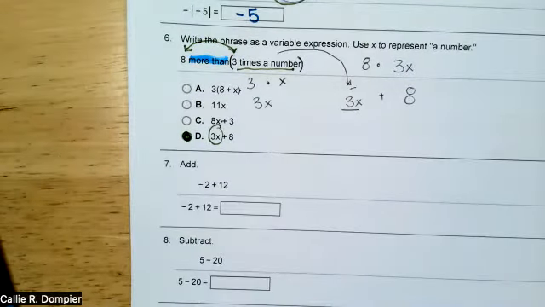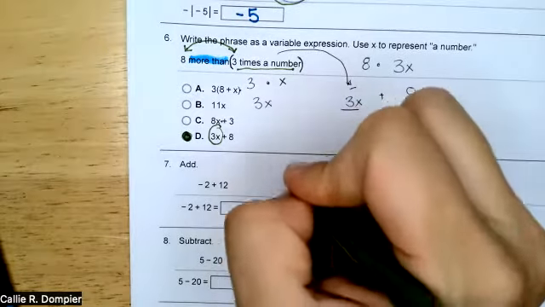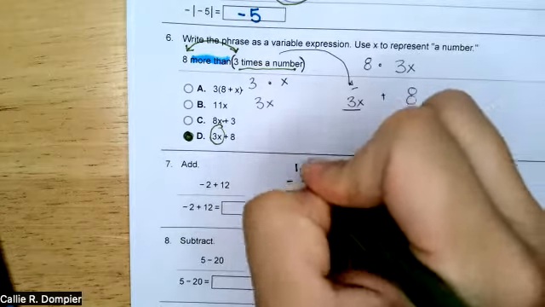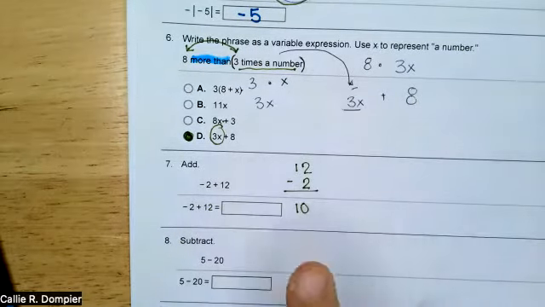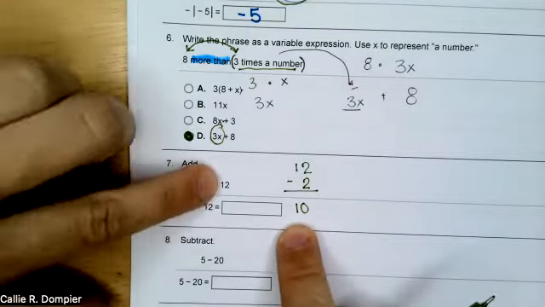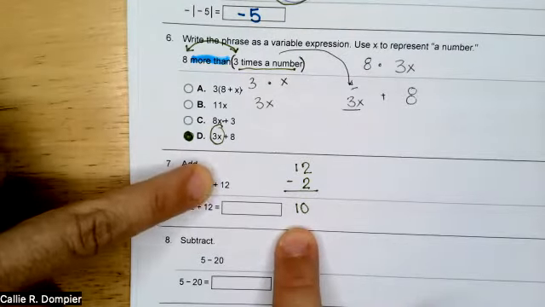Number 7 is just adding. -2 plus 12. Another way to look at it is 12 minus 2, right? 12 minus 2 is 10. So anytime you have different signs, you can subtract them, and then the answer should have the same sign as the bigger number.